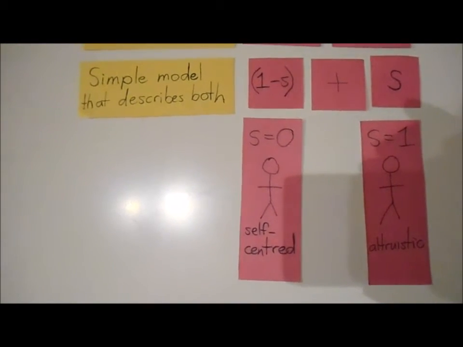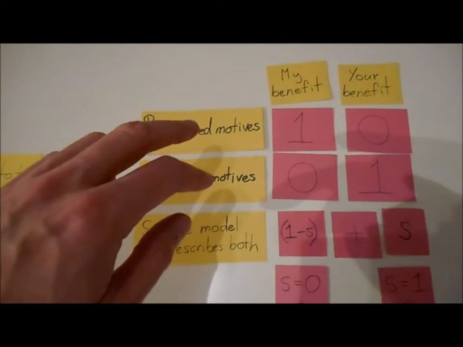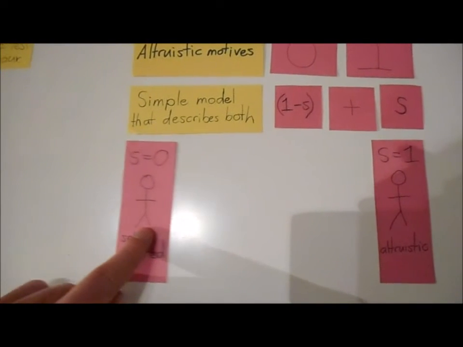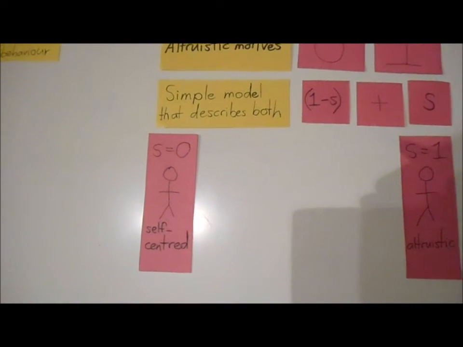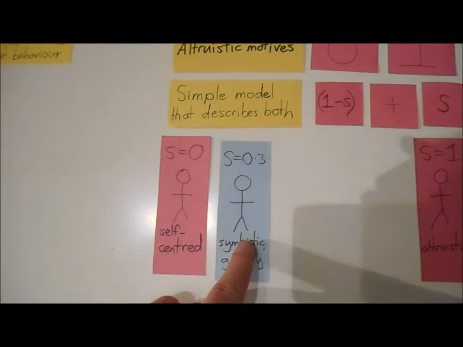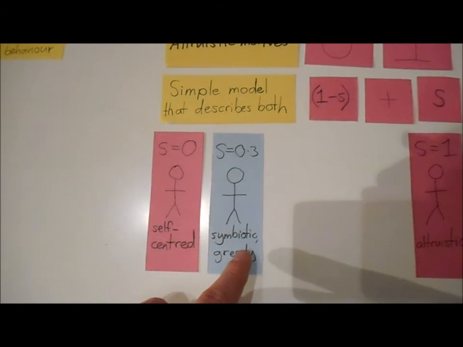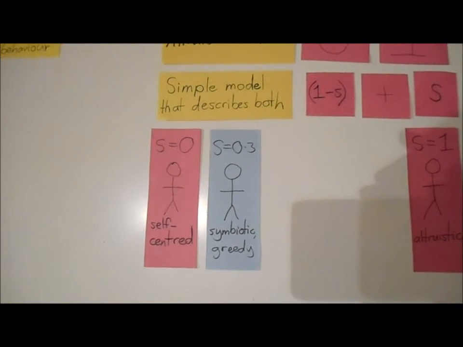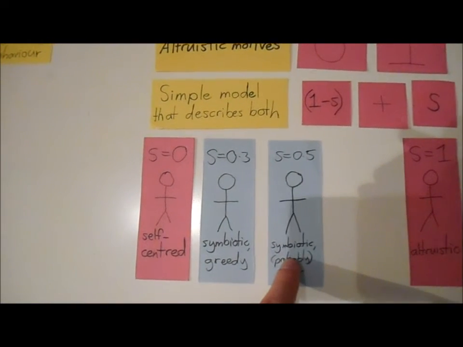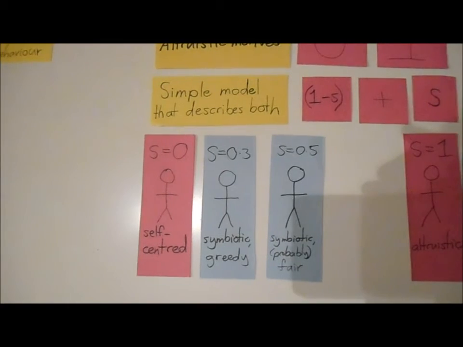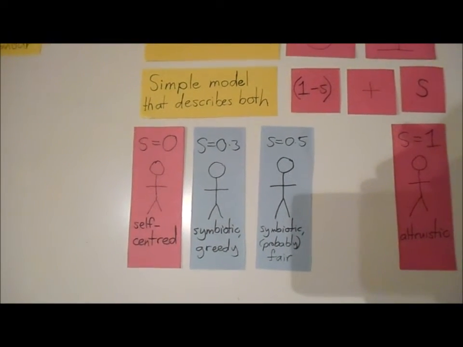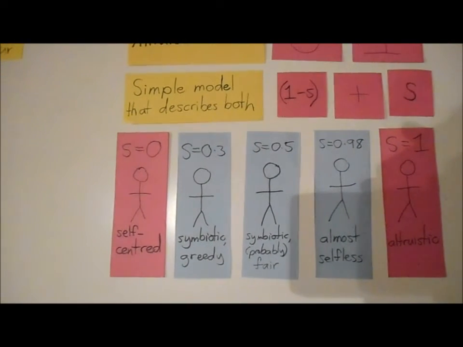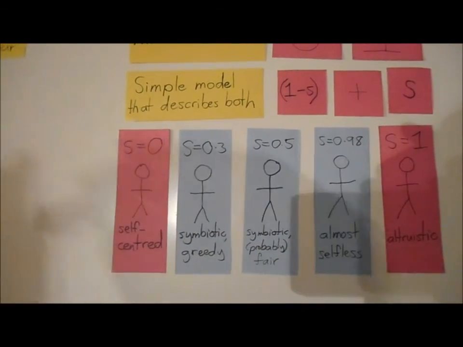Now the advantage of this model is not just to bring these two behaviours, which are often thought of as opposites, into the same framework. It's to open up the possibility of a spectrum of behaviour. For example, you've got this guy, an s value of 0.3, whose motive is symbiotic. He benefits both himself and other people, but he's also kind of greedy. Then this lady, whose s value is 0.5, and is likely to act fairly. Then this kid, who's almost selfless, but not quite. It opens up a range of possibilities.